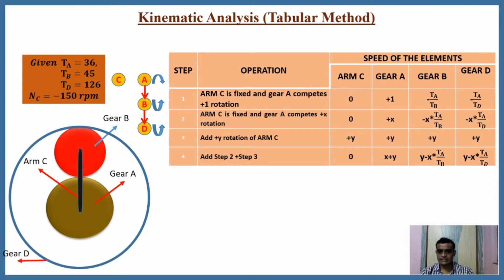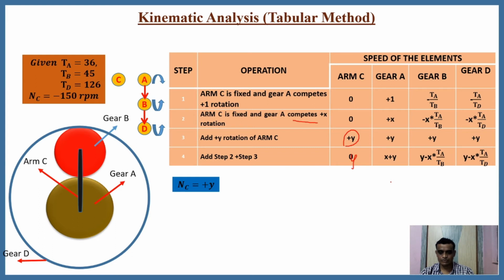Now in the next step, just consider step number 2. Here you multiply step 1 by x, and you will find this step. Again you need to add the y rotation of the arm. Just add the y rotation of the arm and you will find NC is equal to y, NA is equal to x plus y, NB is equal to y minus x TA upon TB, and ND is equal to y minus x TA upon TD. That means we have generated the formula for the speed of each gear.